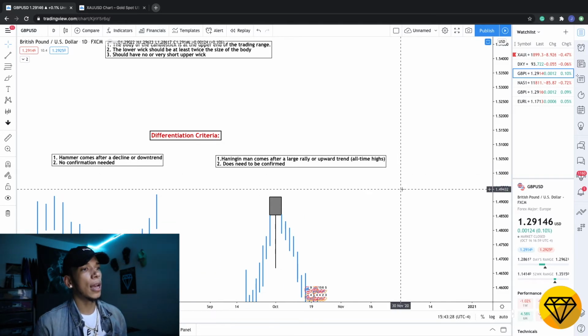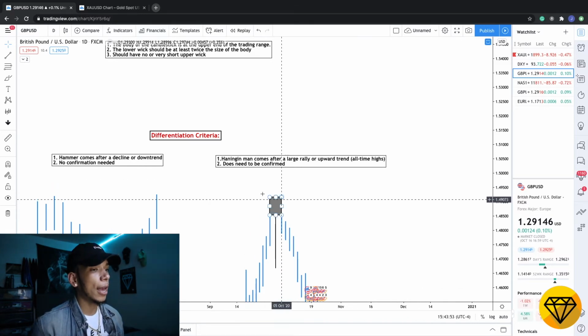Right, a hanging man comes after a large rally or an upward trend, all-time highs, right? So a large rally and upward trend mean the same thing. Price is buying, all-time highs. Oh my God, it's never been this high before. Then boom, here comes a hanging man. You identify that it is a hanging man, and you wait to see what happens next because it does need to be confirmed.